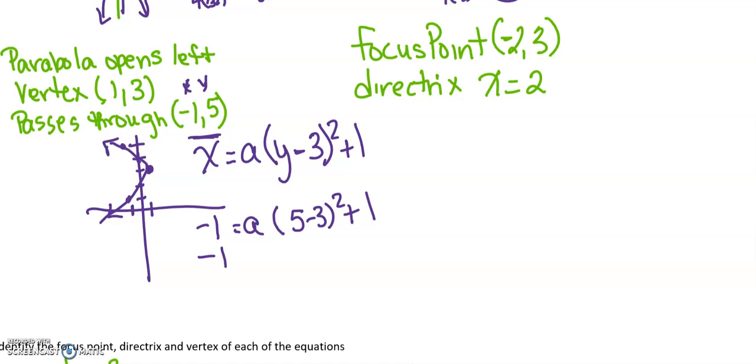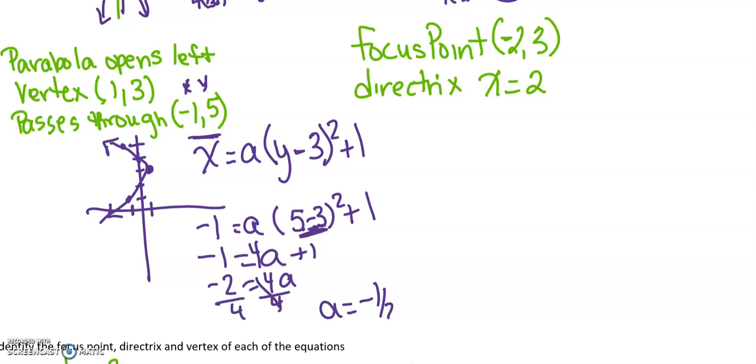So let's just simplify. 5 minus 3 is 2. 2 squared is 4 plus 1. Well, this would be 4 in front of the a and then our plus 1. Okay? So we're going to move the 1 over, make it negative 2, and then we're going to divide by 4. So our a term is negative 1/2.